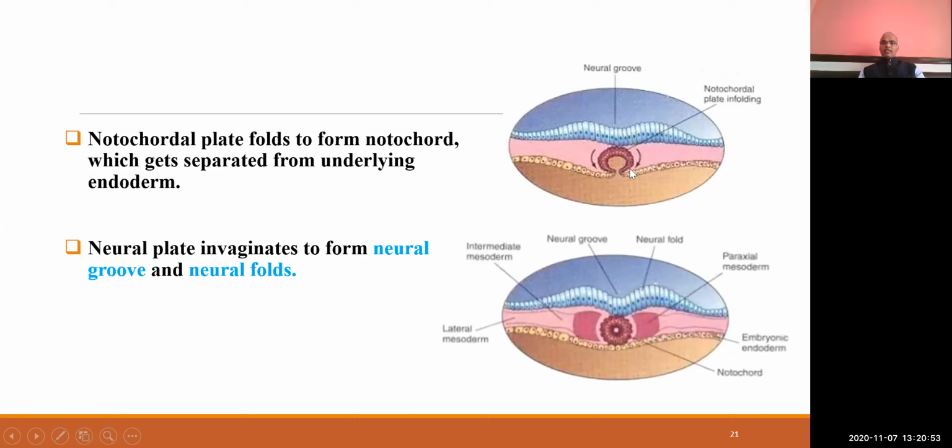Then the notochordal plate folds to form a notochord. These notochordal plates which are attached to the endoderm fold to form the notochord, which later gets separated from the endoderm. Here, this notochord is separated from the endoderm. And the neural plate invaginates to form the neural groove. Here, this is the neural groove and neural fold. This is the neural fold and the neural groove.